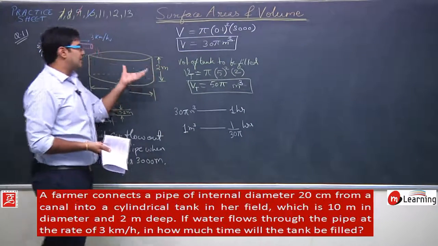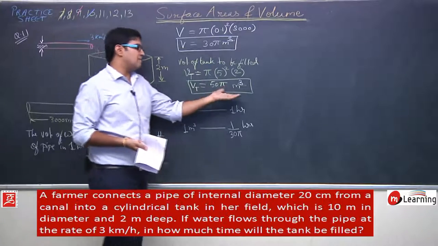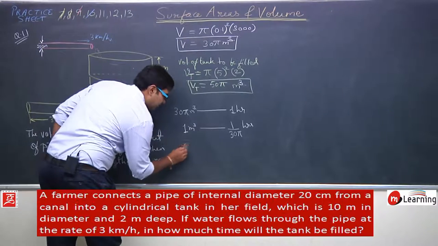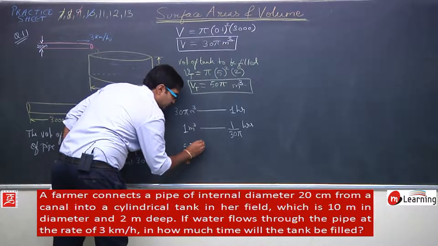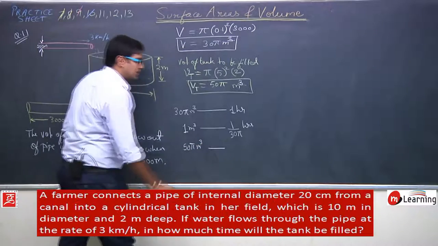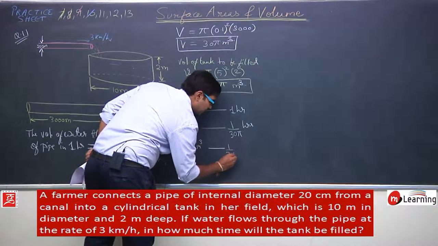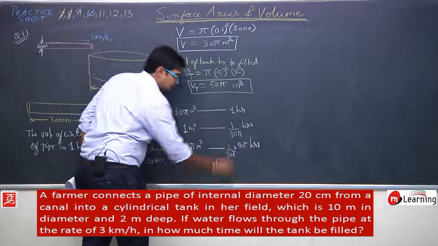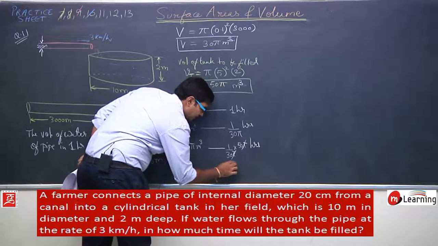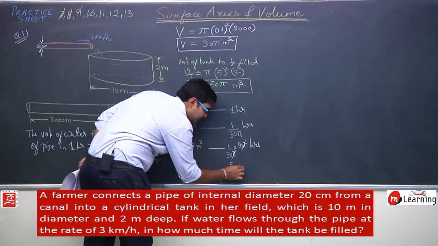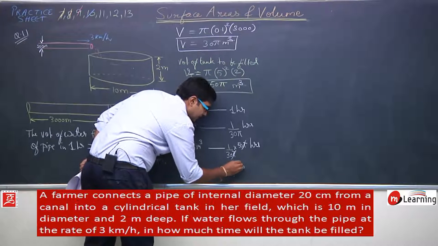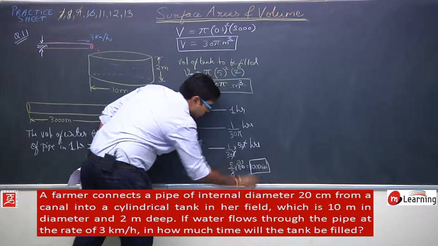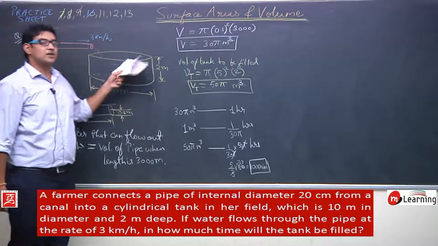But I need to fill the tank whose capacity is 50 pi meter cube. That's why to fill a tank of 50 pi meter cube, I need a time of 50 pi into 1 upon 30 pi hours. You can calculate this, it is 5 by 3 hours, or when you multiply it by 60, this will give you 100 minutes. So this much is the time required to fill the tank by this pipe.